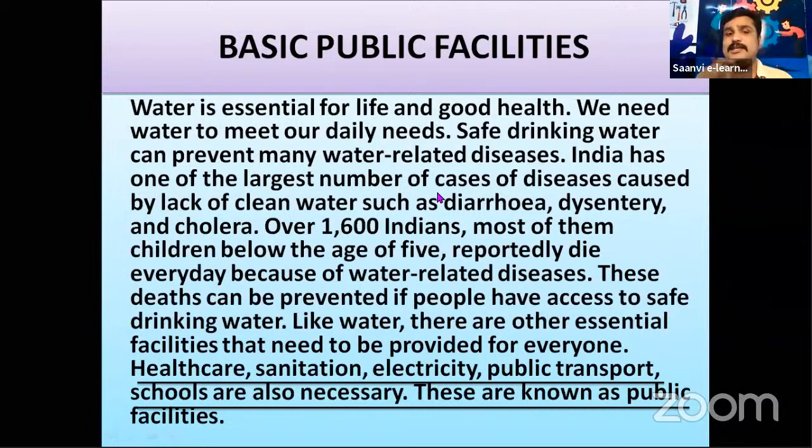Like water, there are other essential facilities that need to be provided for everyone. See what all the necessary things are that should be provided by the government or public sector. Here, healthcare, sanitation, electricity, public transport, and schools are also necessary. These are known as public facilities. You have a question from this part: what do you mean by public facilities? Public facilities are nothing but the facilities which are provided by the government. Healthcare, sanitation, electricity, public transport, schools: these are the essential things, and these must be provided by the government.